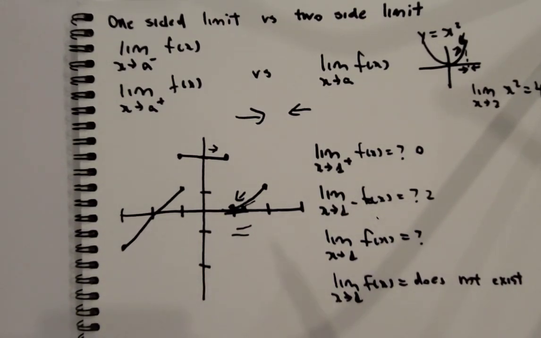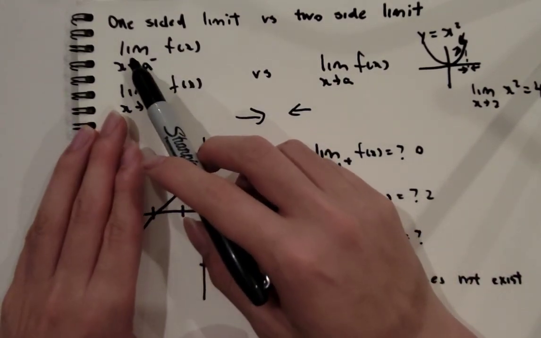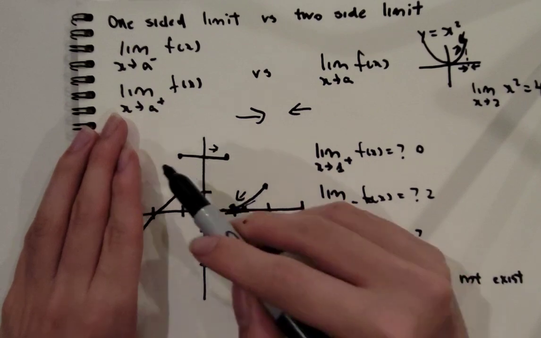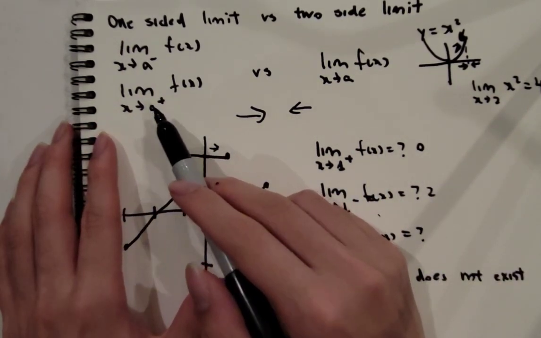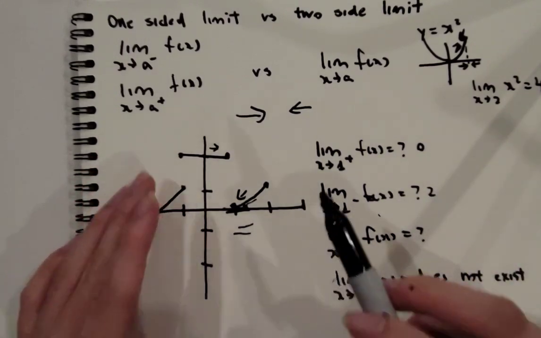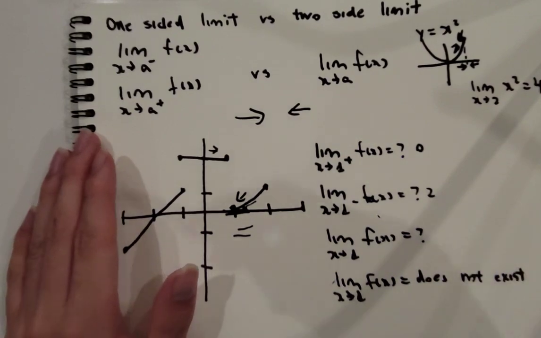To summarize, when you write the one-sided limit with a negative, you're approaching from the left to the right, and when you write a plus beside the a, you're approaching from the right to the left. And when these two values are different, the limit does not exist.